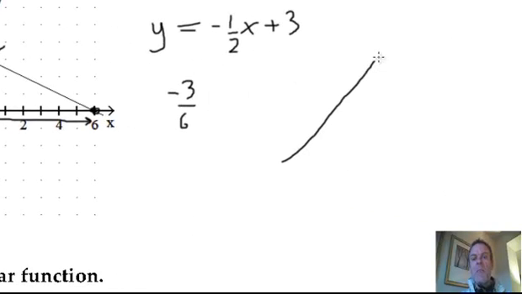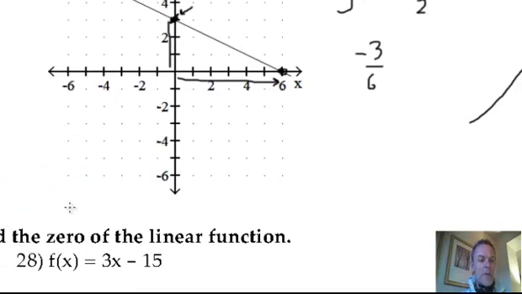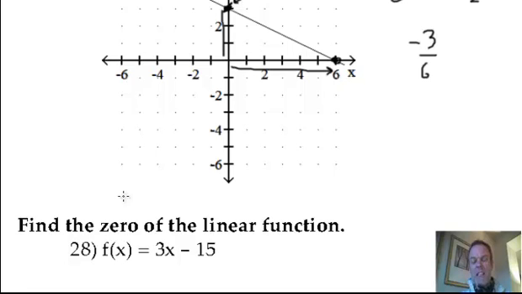Remember, there's a positive slope and there's a negative slope. Think about going uphill from left to right or going downhill from left to right. Now then, quick and easy, but sometimes, once you realize what it is, it's not too bad.